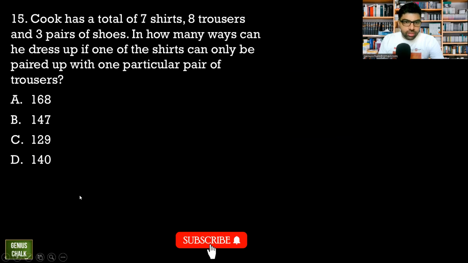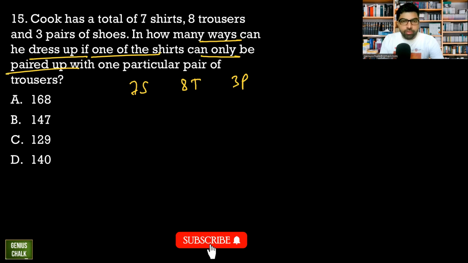Coke has a total of 7 shirts, 8 trousers and 3 pairs of shoes. Fine. In how many ways can he dress up if one of the shirts can only be paired up with one particular pair of trousers? Okay. Now, one shirt will be paired with one. That means from 7 shirts, he can select one. By the fundamental principle of counting, we can solve this.